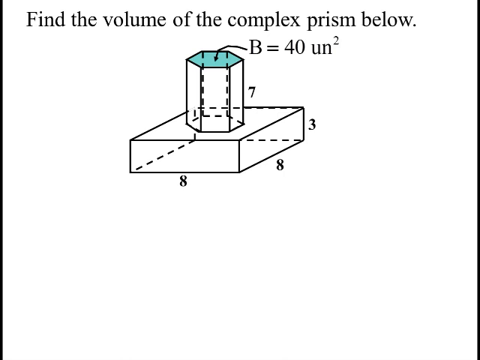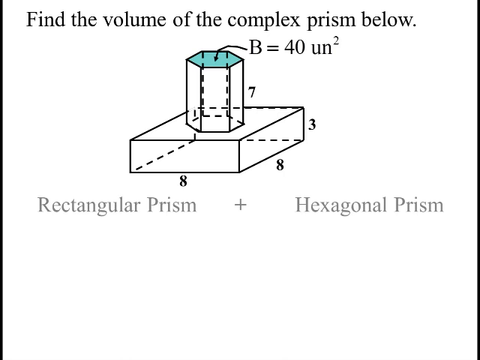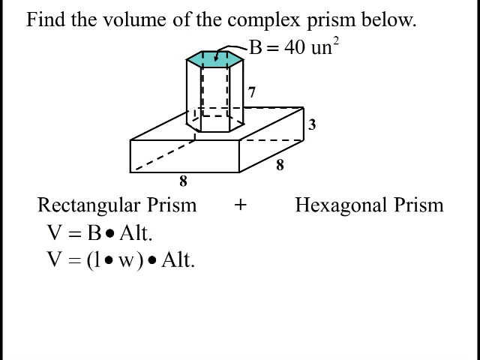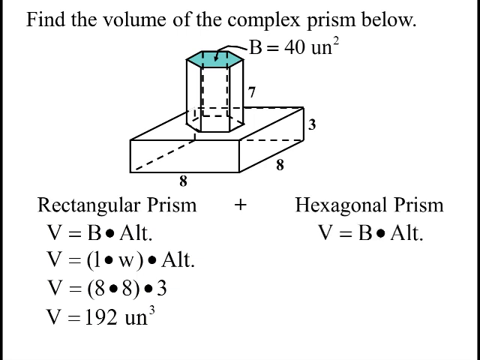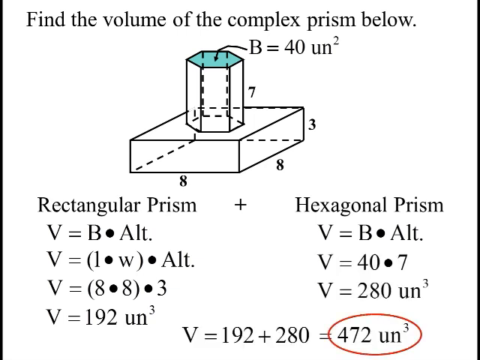So this one looks like it's much more complex, but really it's not too bad. It's a composite figure. You've got a rectangular prism on the bottom with a hexagonal prism on top. And the hexagonal prism isn't even that difficult because, again, I've given you the base area. So let's start with the prism on the bottom. The base area is length times width, which is going to be 8 by 8, and the altitude's 3, so that's 192 cubic units. The hexagon on the top, the area of the base is 40, the height, or the altitude, 7. That's 280 cubic units. You add it together. Pretty simple.